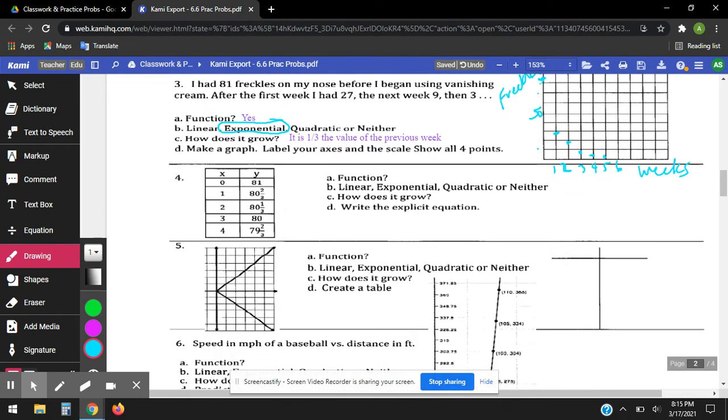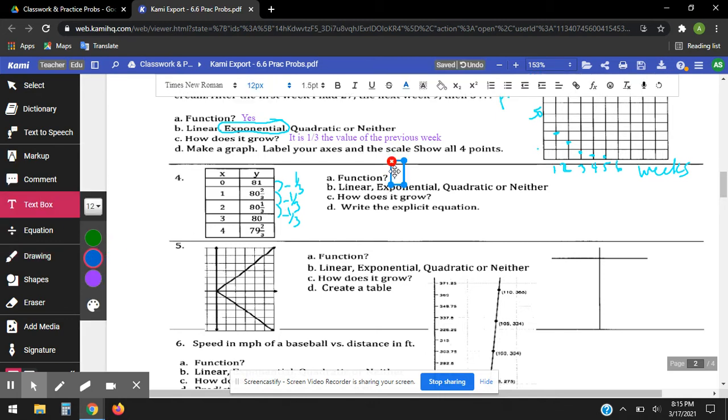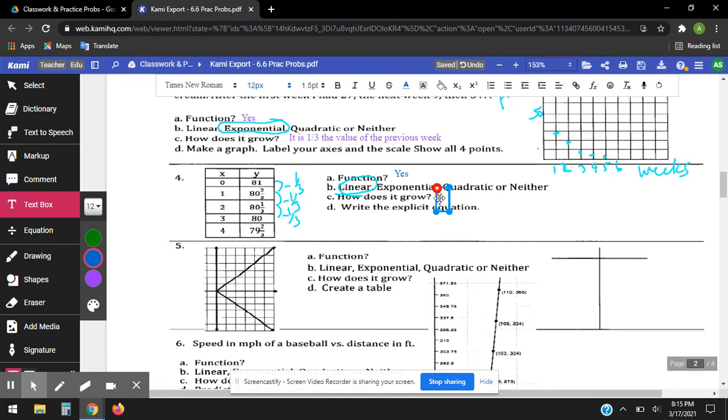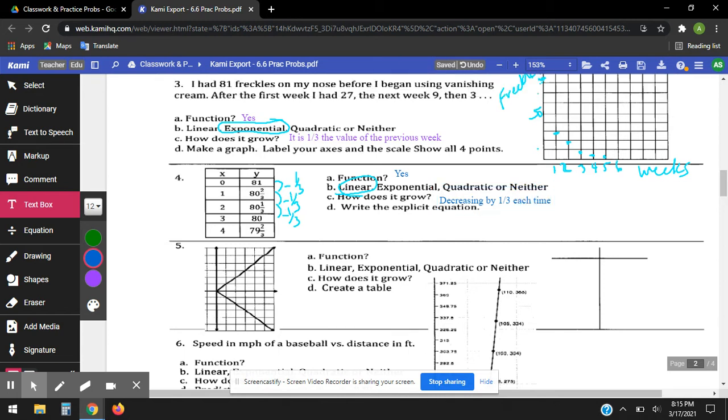Next. Okay, 81, 81, 80 and 2/3, 80 and 1/3, 80. Looks to me like it's a minus 1/3, minus 1/3, minus 1/3. Okay, so is it a function? Yes, it is, because we are subtracting each time. Linear, exponential, or quadratic. If it's a subtraction or plus a negative, that would be linear. How does it grow? Well, again, it's not really growing. It's decreasing by 1/3 each time. Then write an explicit equation for this one.